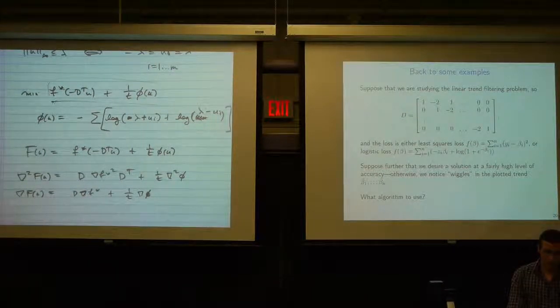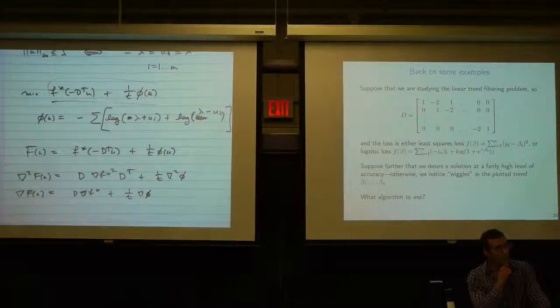Okay, so let's suppose we're looking at this linear trend filtering problem. Remember the one that gives us a piecewise linear solution. And the loss is either least squares loss or logistic loss. And I tell you that you're going to produce this solution for somebody who wants to study the plot of the solution carefully, which means that they want a coefficient vector beta back that's very nearly perfectly piecewise linear, which means that I want a very high accuracy solution.